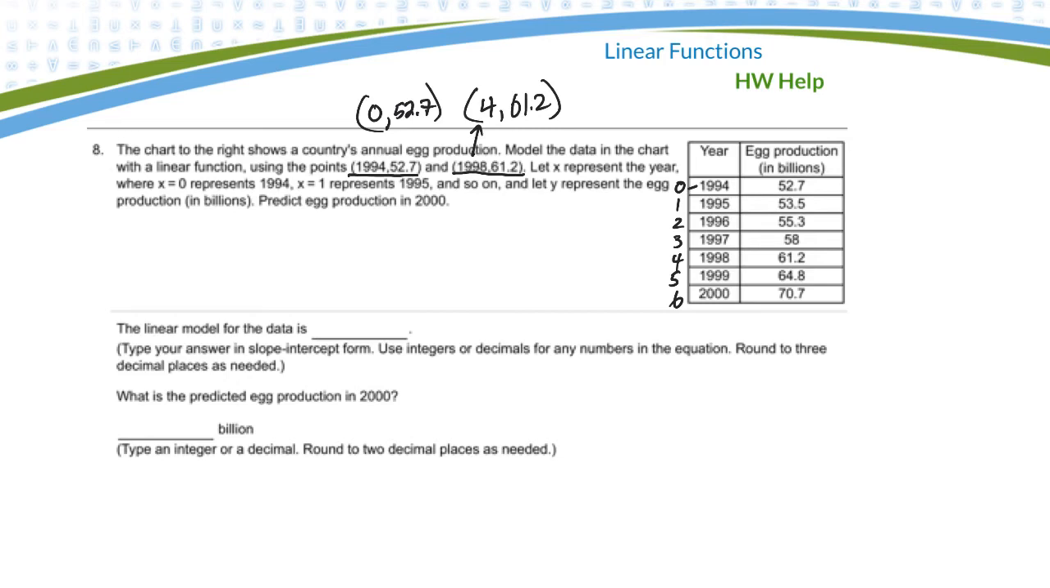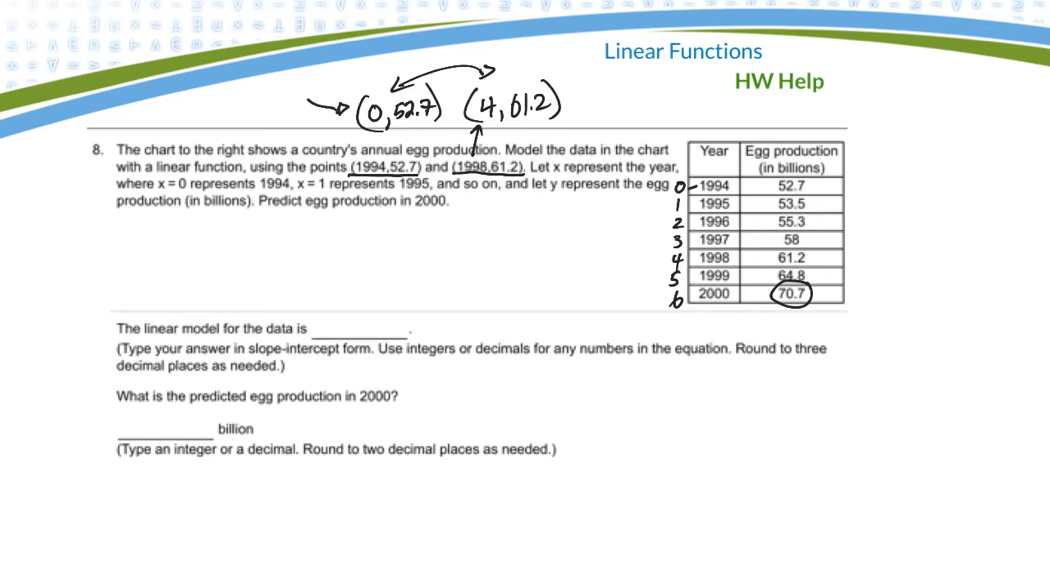Okay, let X represent that. That predict the egg production in 2000. Well, they already have a number for us there, so that's what they actually did. They probably should have said predict the egg production in 2020 or something, if it stayed linear. But at any rate, I've got 2 points, and what I want to do is figure out what the slope is and what the equation of the line is.